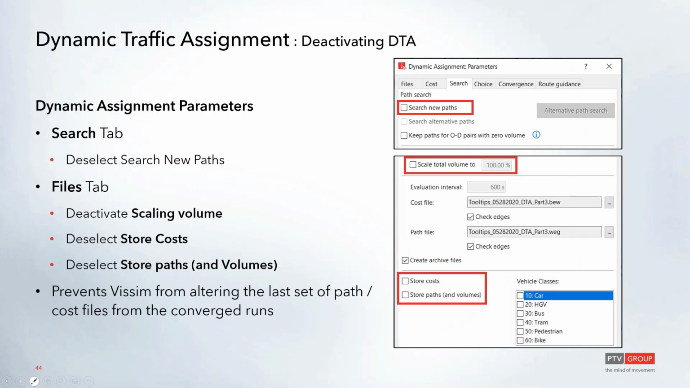So if we go back to the Dynamic Assignment Parameters tab, here's where we can uncheck that Search New Paths option. And then we can also uncheck any of that volume scaling that we had selected. And then at the bottom of the Files tab is where we'll want to uncheck the Store Costs and Store Paths. And what this will do is it will prevent Vissim from changing any of these cost and path files that get saved right into the directory that your file is. So then for any future runs, it's just going to go back and reference the path and cost information from these files that have been saved.